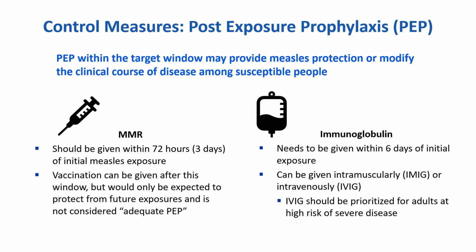Vaccination can be given after this window, but would only be expected to protect from future exposures and is not considered adequate PEP for the measles exposure at hand. Immunoglobulin needs to be given within 6 days of initial exposure and can be given intramuscularly, that is IMIG, or intravenously, that is IVIG. And IVIG should be prioritized for adults at high risk of severe disease. So that includes adults who are pregnant and adults with immunocompromising conditions.